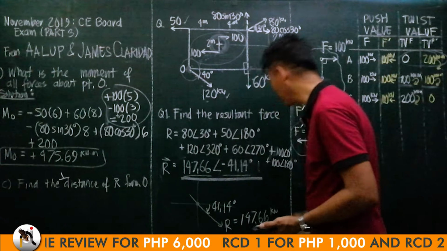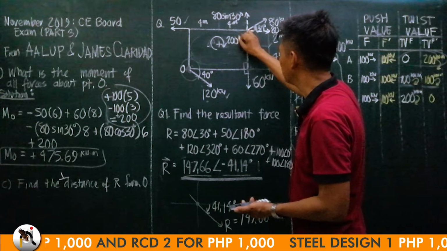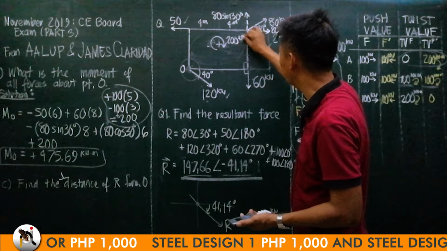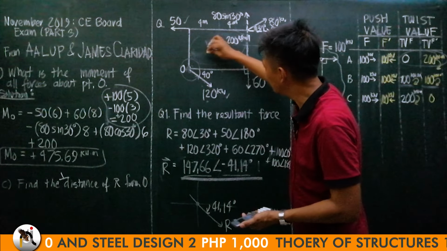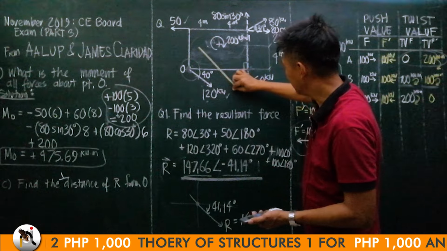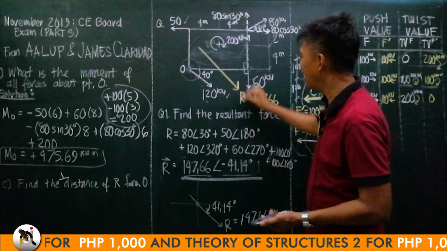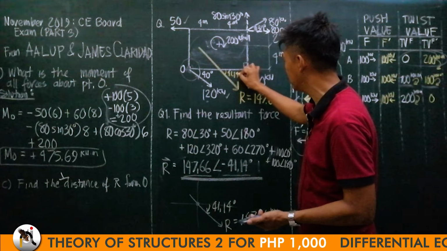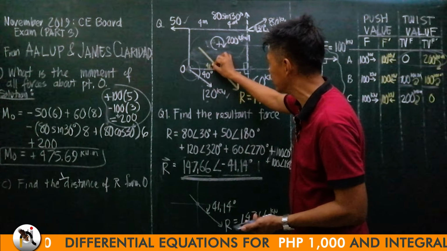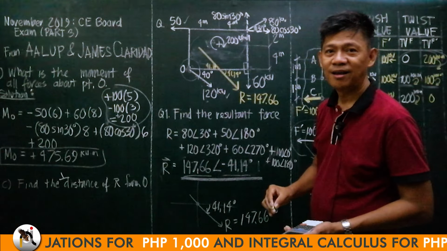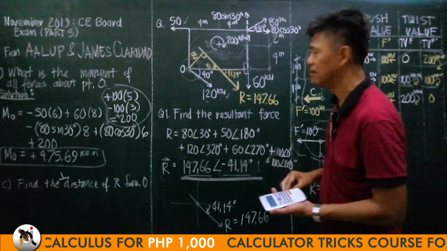Let me return it to its original figure. There is a 200 kilonewton meter purely twisting force here, or pure twist value here. So, let us assume that your R is here. This is your R, which is 147.66 at an angle of 41.14 degrees with the horizontal. If this is 41.14, this is also 41.14 degrees, right? Now, its perpendicular distance from point O, this one, this is your Z.